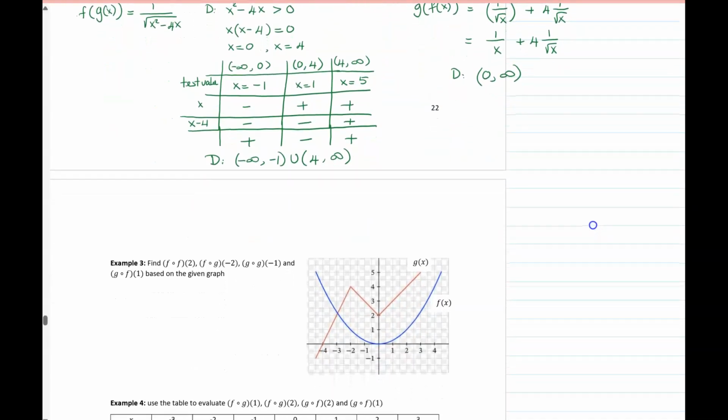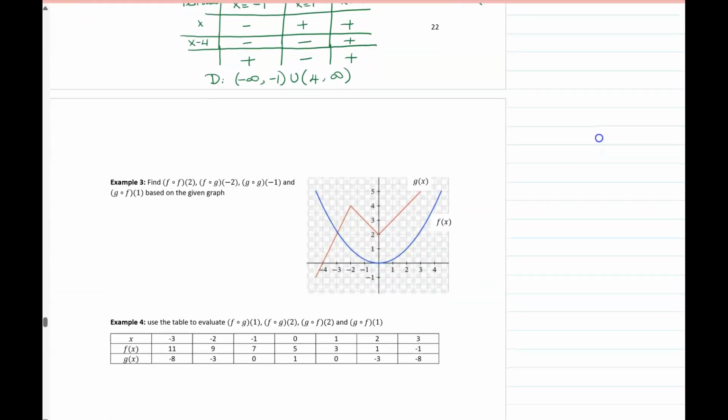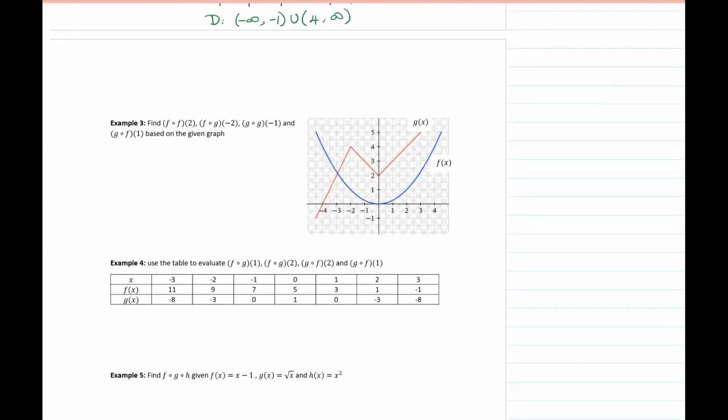So how do we find the value of the composite function on the graph? First, f of f of 2. This is f of 2. First things first, we find what f of 2 is. Well, f of 2 is equal to 1. So then we look at f of 1. Well, f of 1 equals half.